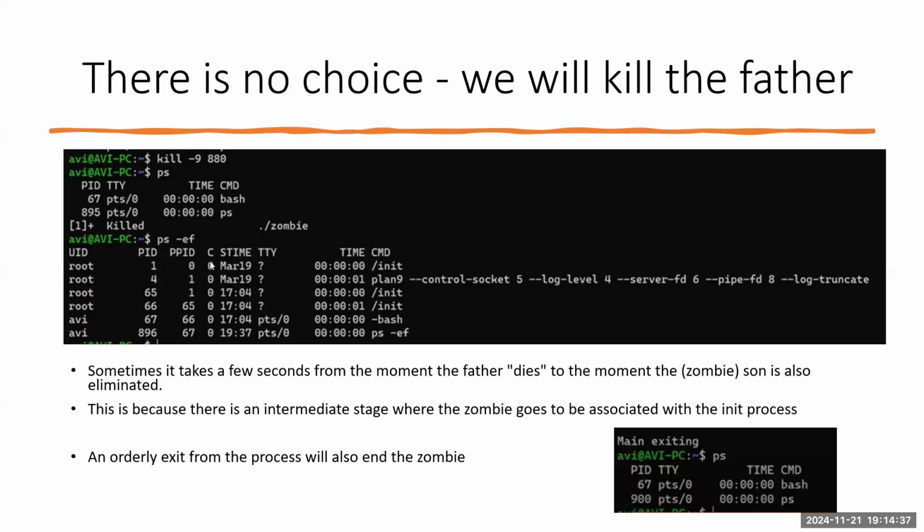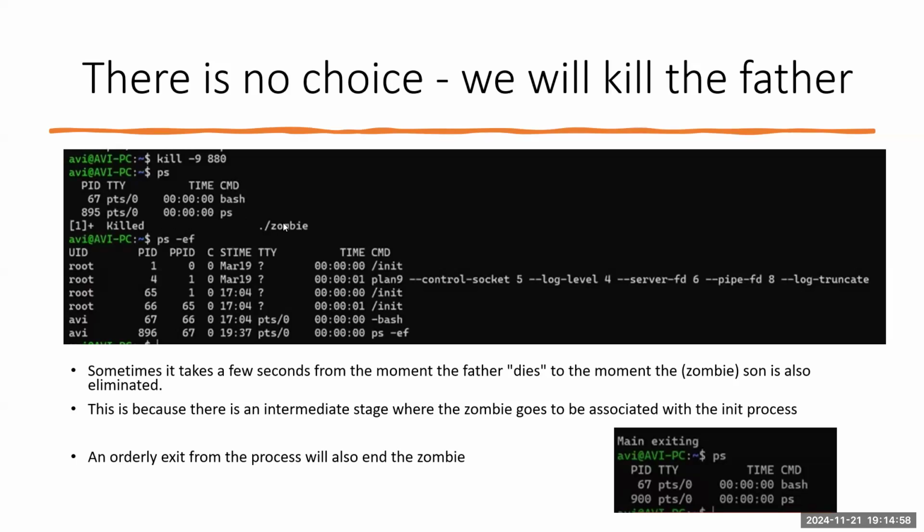There is no choice. We will kill the father. If you kill the father, you can kill the child. You could also just let the father die, it'll eventually finish. So we do PS and we do kill minus 9 on 880. That's the father. And now we see instantaneously everything's gone.